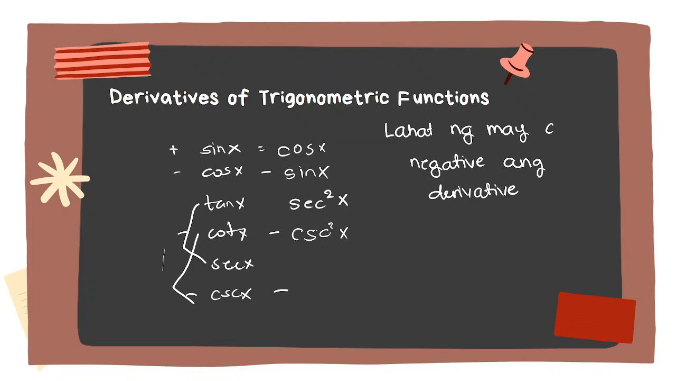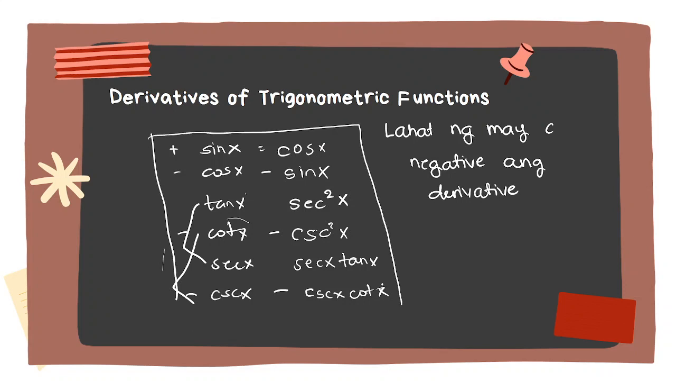Si secant x, anong derivative niya? Anong partner niya nga ulit? Tan x, di ba? So, ang derivative niya ay sec x tan x. However, si cosecant x, anong derivative niya? Anong partner niya, Mr. Yaya? Cot x. So, therefore, ang derivative niya ay cosecant x cot x, but negative. Gets? Kung paano nakuha ang shortcut?